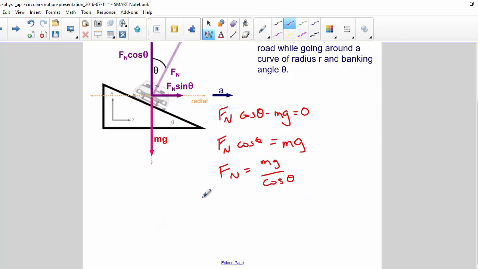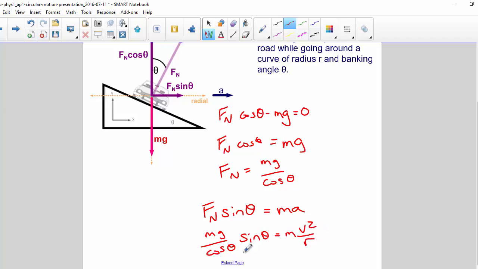Now let's do the radial direction. Fn sine theta equals ma. So Fn was equal to mg over cosine theta, and a is equal to v squared over r.